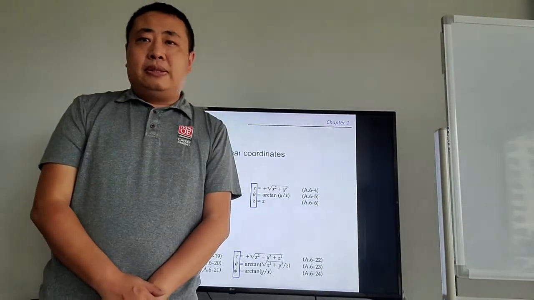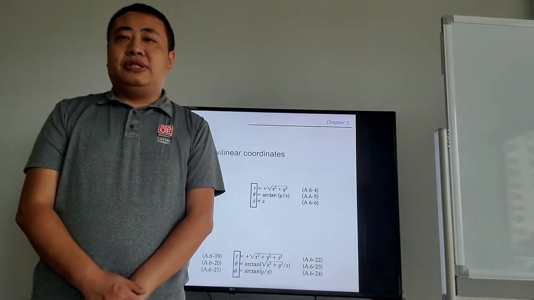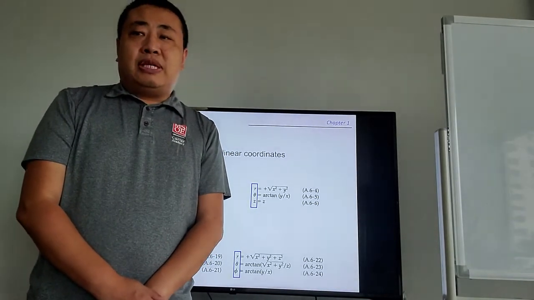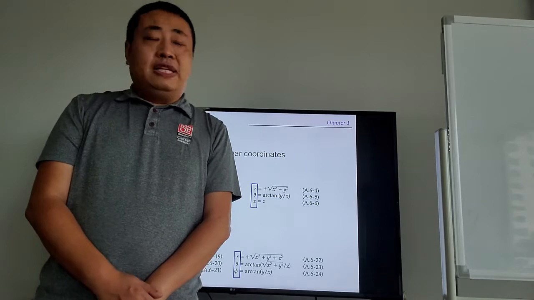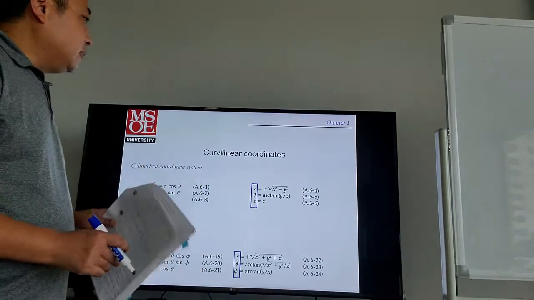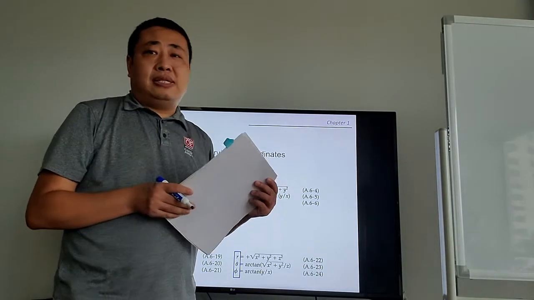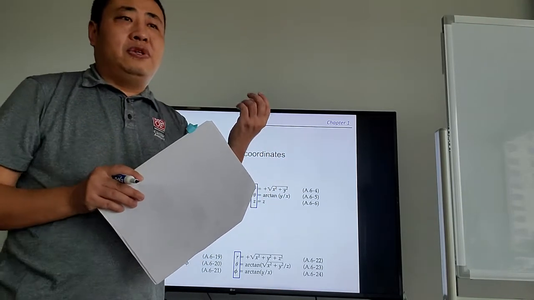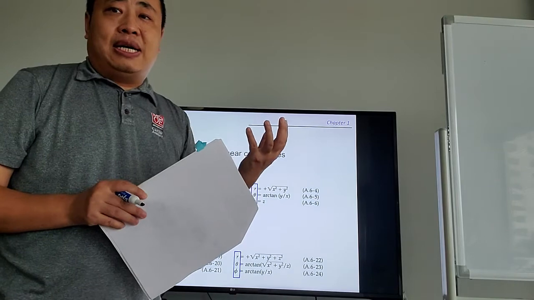Hello everyone. During this lecture, we are going to continue with chapter 1. First, I want to talk about curvilinear coordinates. So far we only discussed Cartesian coordinate system. Now we have 3 dimensions x, y, z.